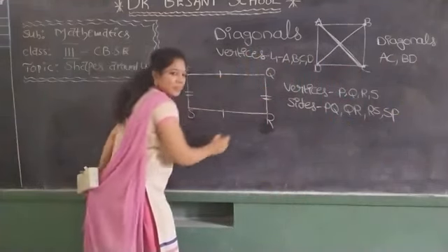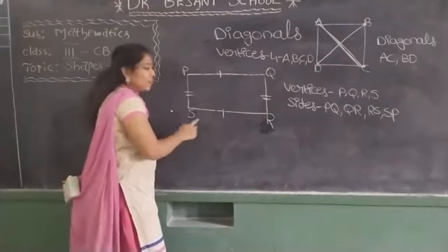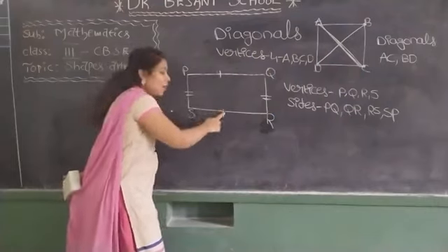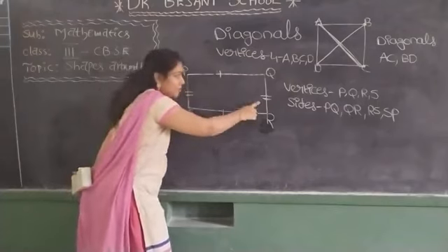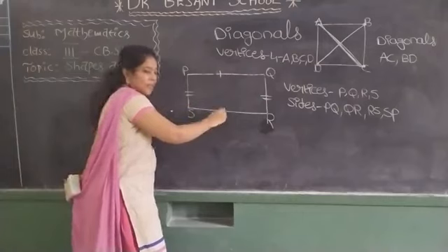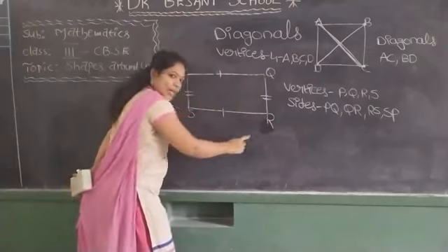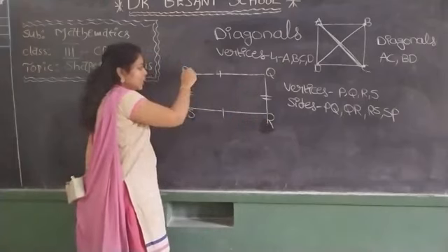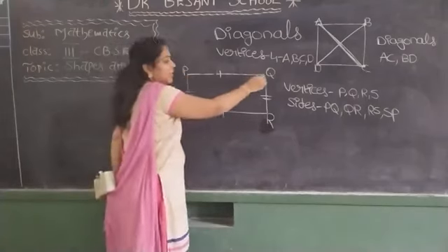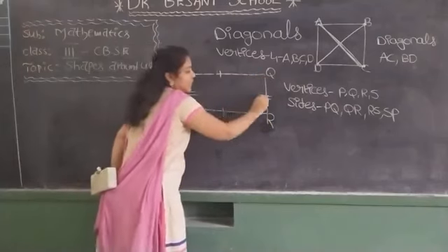Why have I drawn marks 1, 1 and 2, 2 here? Do you know, children? For a rectangle, the opposite sides are equal. These two sides are equal. That's why I marked 1. It means the length of PQ and the length of SR are equal. And the length of PS and the length of QR are equal. That's why I marked 2 lines here.